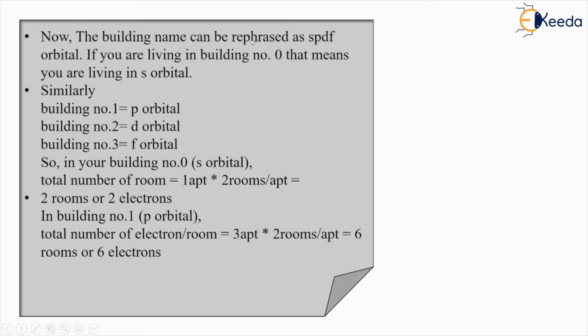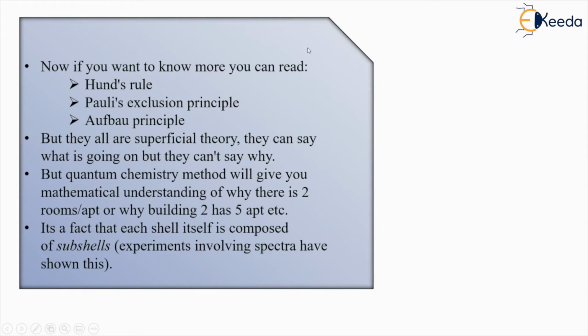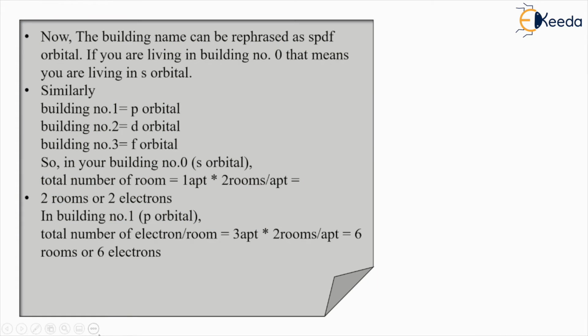Now the building name can be rephrased as s, p, d and f. Over here we have s, p, d and f with us. Now why do we have s, p, d and f with us? Because s orbital, p orbital, d orbital and f orbital are the four orbitals around us. So if you are living in a building number, let's say the number is 0, that means you're living in the s orbital. So now building number 1 is p, building number 2 is d, building number 3 is f. So in your building 0, now what was building 0? Building 0 is the s orbital. From where did we get there? We got it from your number 0 is s orbital.